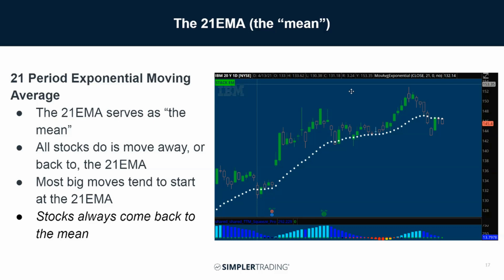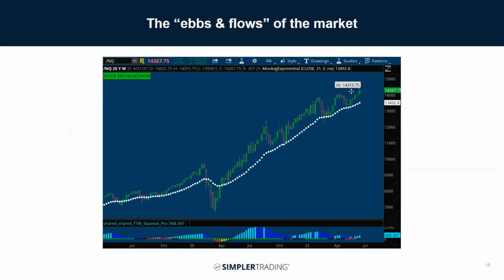And one golden rule to understand as a trader, stocks in the market always come back to the mean. They always come back down, or they always go back up to the mean, to the 21 EMA. And again, this is just the ebbs and flows here of the market. So without any other tool here on this weekly chart for the QQQ, this is the ebbs and flows of a weekly chart. We make a big significant push off of the 21 EMA, but what do? We come back home. We revert back to the mean.